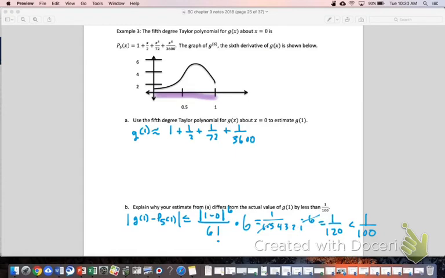7 would barely work, wouldn't it? 7 over 720, slightly less than 1/100. But I think if you went with 8, that might be too big.